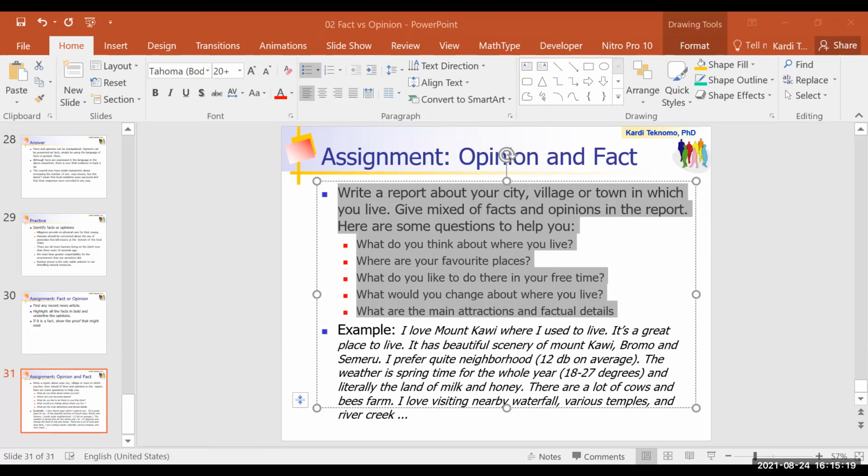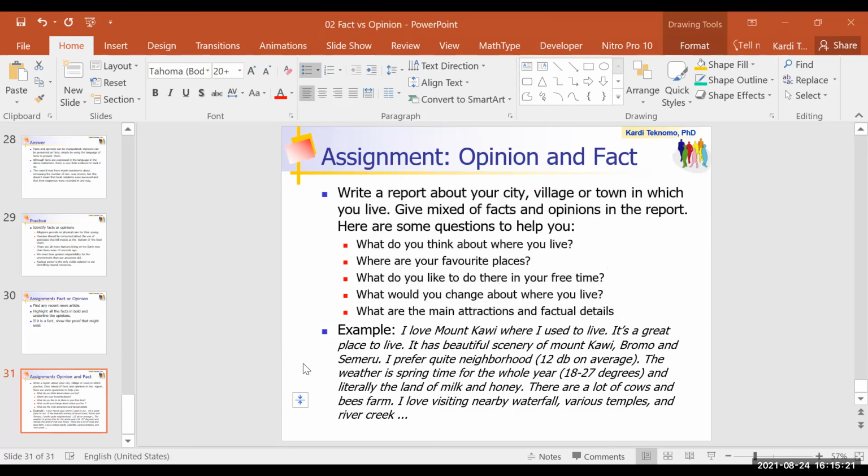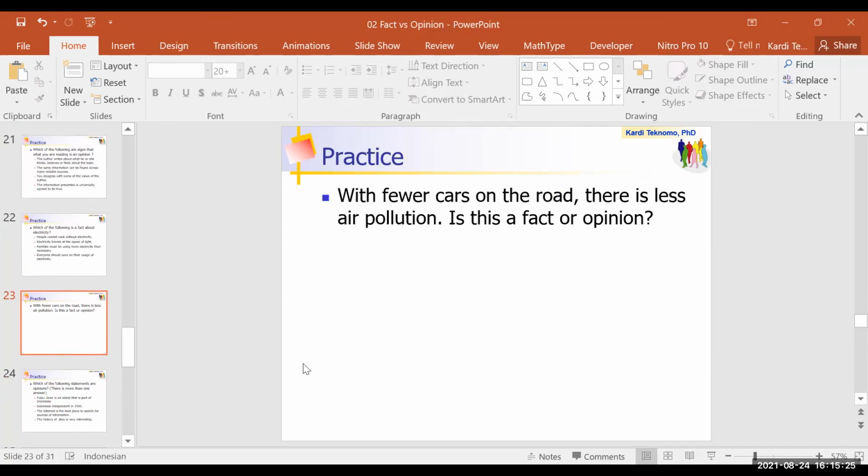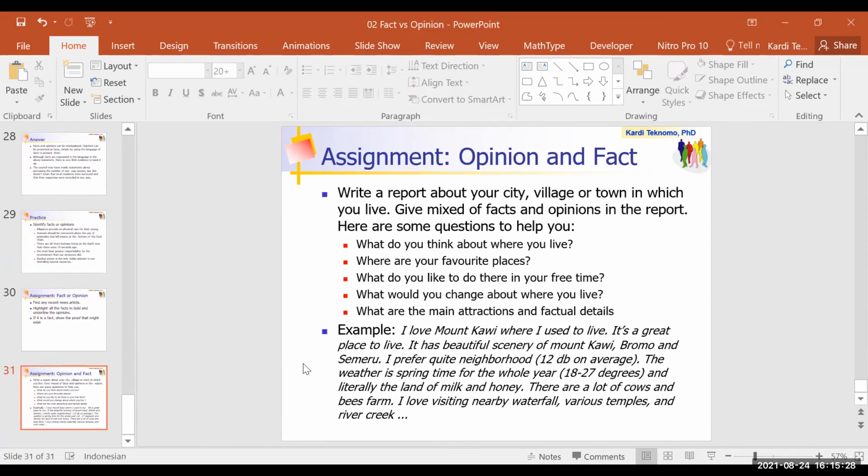Okay, so again, this is just for practice, okay? Any question about this? You highlight which one is opinion, which one is fact. For practice.